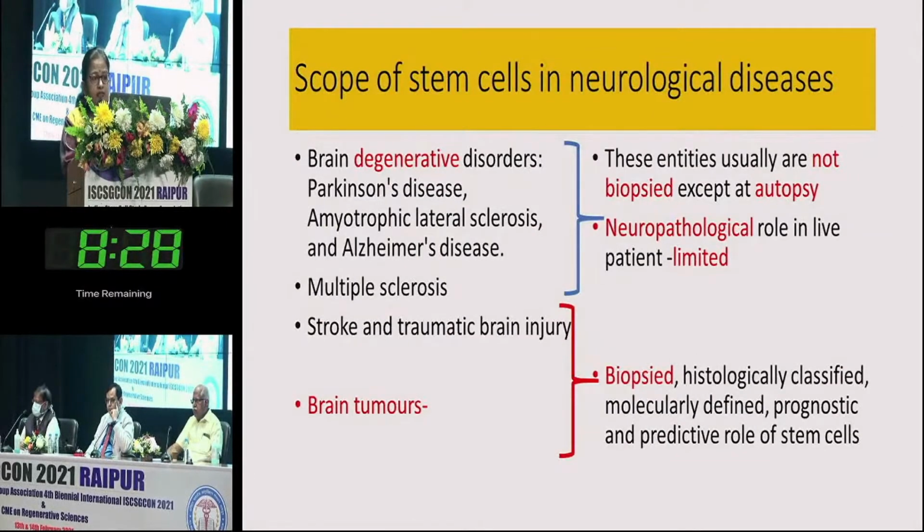What's the scope of stem cells in neurological diseases? Neurological diseases can include degenerative diseases, multiple sclerosis, which is an autoimmune disease, and also injury-related diseases. But all of these diseases are not biopsied, and the only way we look for the stem cells is at the time of autopsy. Therefore, there is not much neuropathological role in those conditions. Whereas brain tumors are commonly biopsied, histologically classified, molecularly defined, and prognostic and predictive role of stem cells are known in brain tumors.